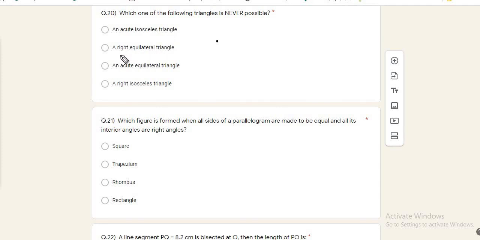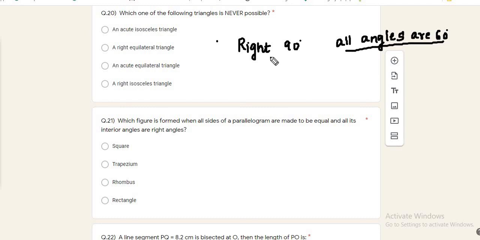Here in option B you can see that a right equilateral triangle is mentioned. If it is a right triangle, it must have a 90 degree angle. But if it is an equilateral triangle, then all angles are 60 degree. So this is a contradiction, because all angles should be 60 degree and it is saying a right equilateral triangle. That means it also has 90 degree angle, which is not possible. So B is the correct option.